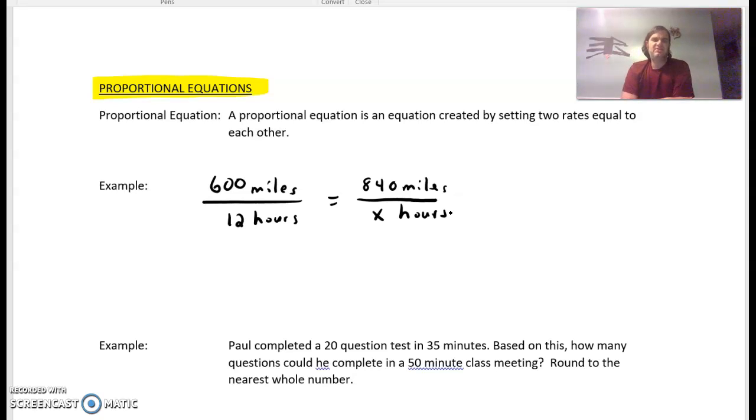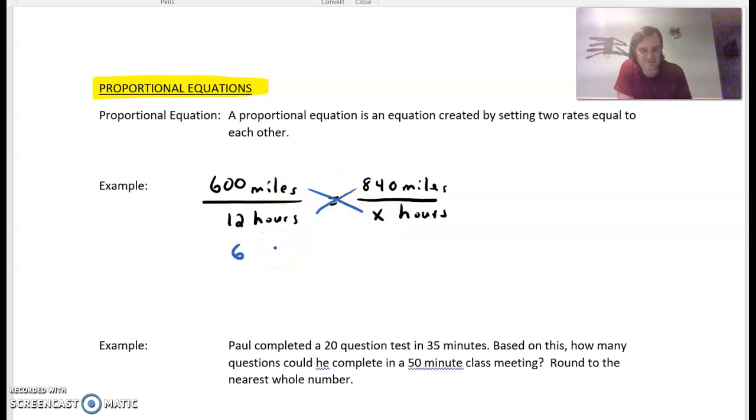So if we have been traveling at a rate of 600 miles every 12 hours, which we've just decided was 50 miles per hour, we want to know how long it would take us to travel 840 miles. There's many ways we could do this, but we've set two proportions equal to each other. And in that case, there's something we don't know and we want to solve for it. The general idea for solving a proportion is that you can cross multiply. So multiply one numerator times the other denominator.